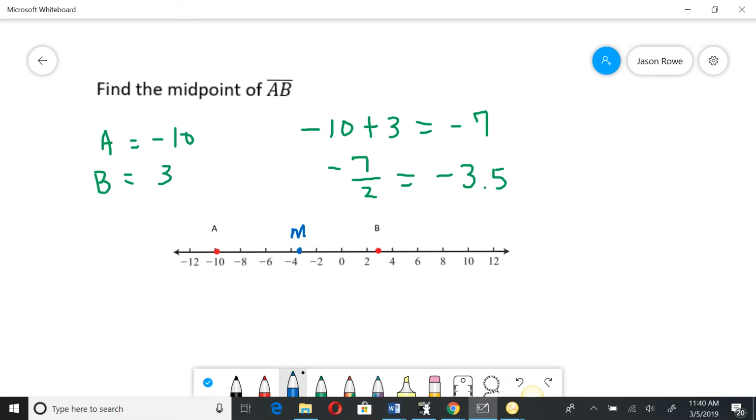Now, we'll talk about midpoints later on again, but for right now, we're just looking at number lines. And that's how you find the midpoint. We're going to focus later on in the lesson on how you find the midpoint of a segment in the coordinate plane. So we'll do some coordinate geometry later on.